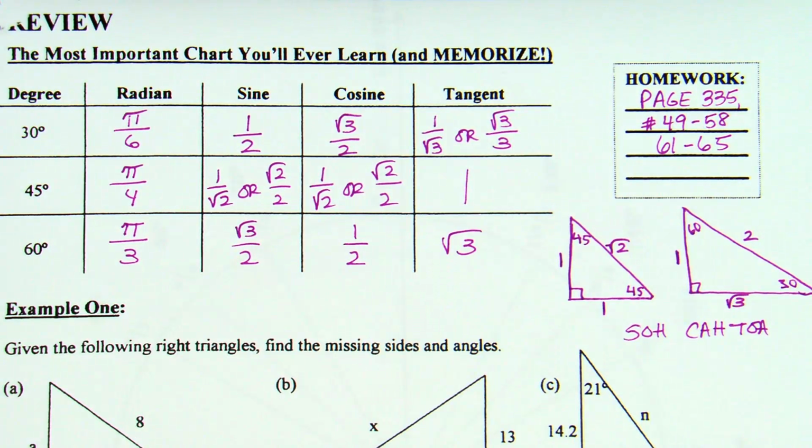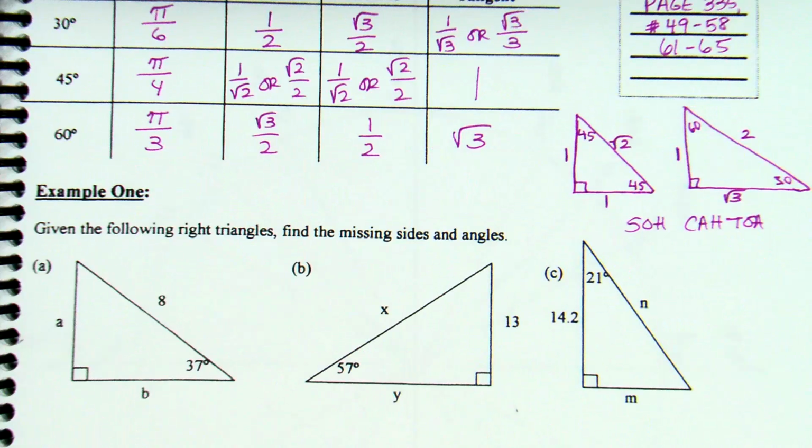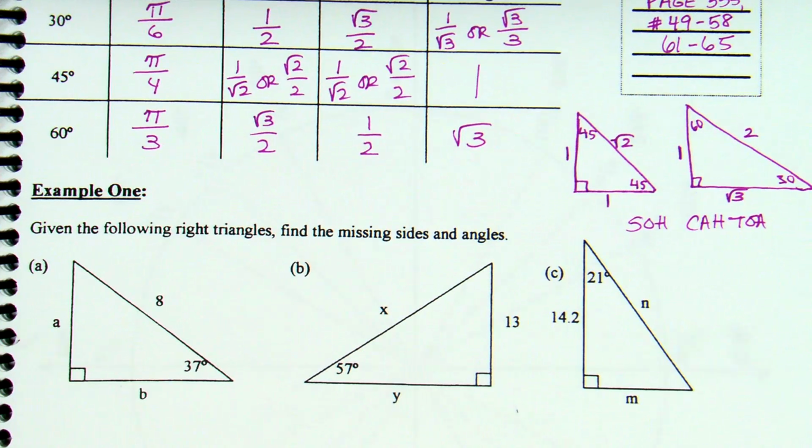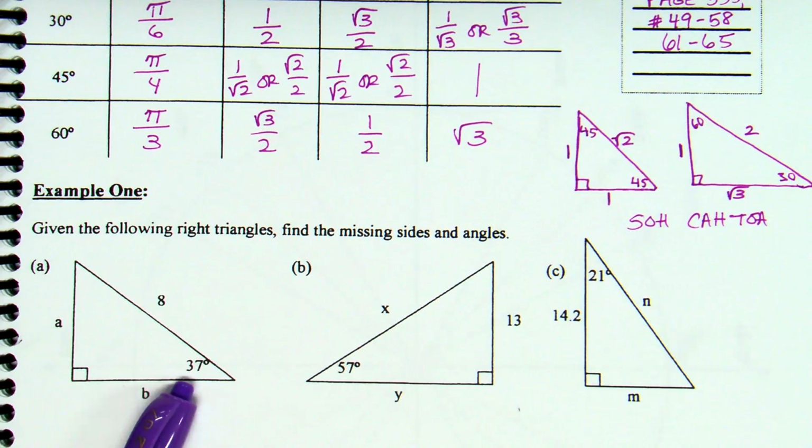Okay, so moving along today. Given the following right triangles, find the missing sides and angles. So this is using our trig functions here. This is not related to the chart. How do I know that my chart's not going to be helpful here? Yeah, it's a 37. The first one I see is 37 degrees. That doesn't fall into 45, 45, 90. That doesn't fall into 30, 60, 90. So we've got to come up with a plan B.